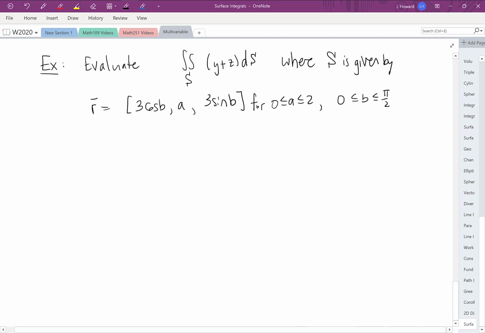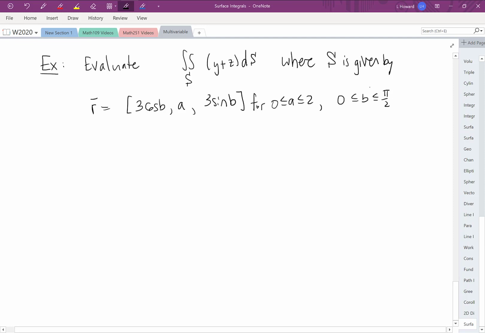We're going to try a second example of a surface integral, doing the double integral over our surface of y plus z times dS, where our surface S is given by the following position vector. So we've got a parametric surface. The values of a and b would be given in this type of context. A is ranging from 0 to 2 and b is ranging from 0 to pi over 2.